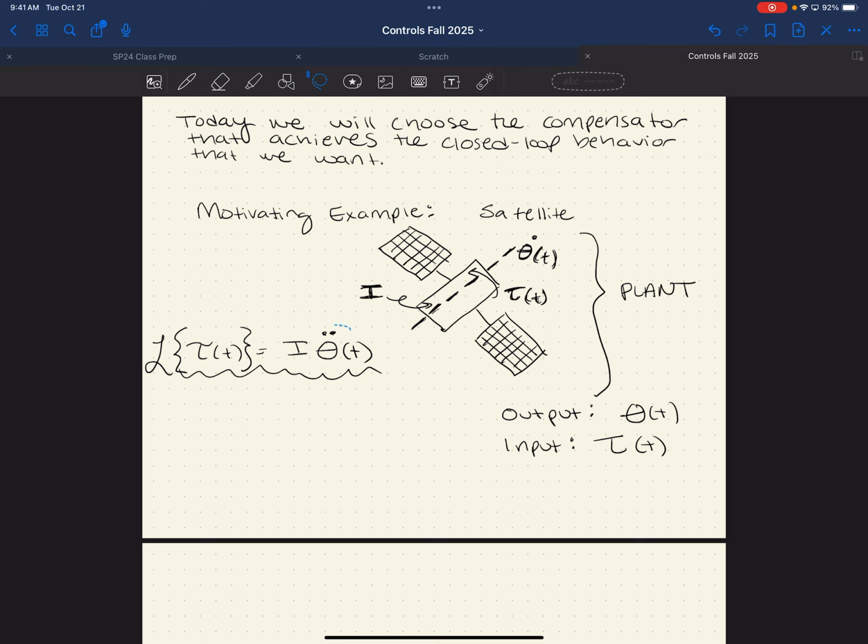Ooh, buddy. Sounds like everybody is having just as hard a time waking up as I am. Okay, Laplace transform both sides.